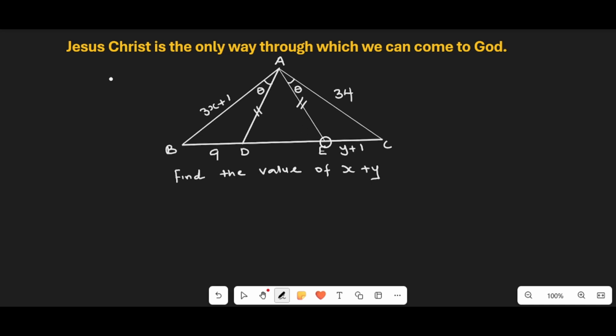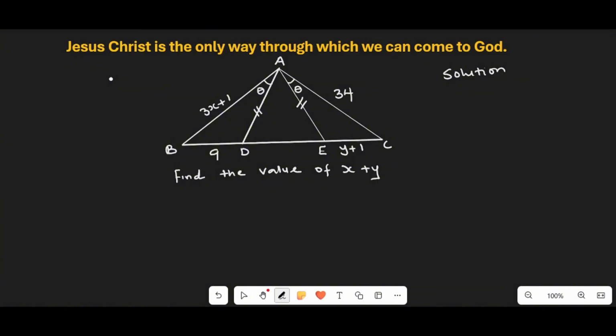Hi everyone, can you find the value of x plus y? I want you to pause this video and attempt the question and tell me in the comment section which rule you use to find the value of x and y. Solution.